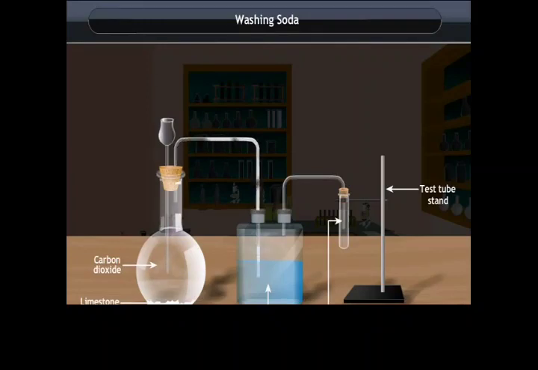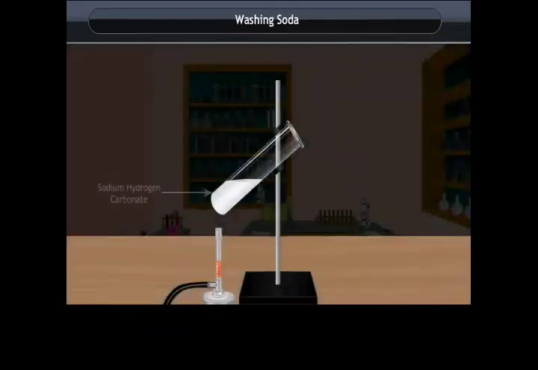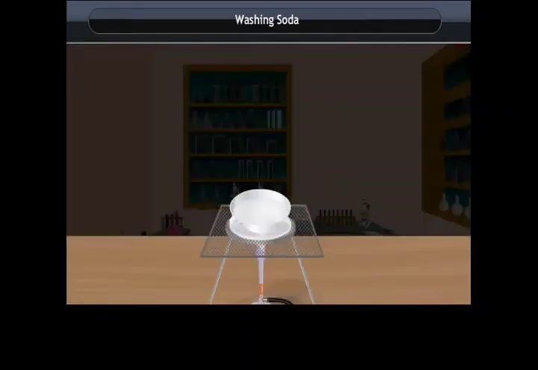The gas is now passed into the concentrated sodium hydroxide till a white solid appears at the bottom of the boiling tube. The white solid is sodium carbonate. Sodium carbonate can also be obtained by heating baking soda. Recrystallization of sodium carbonate gives washing soda.